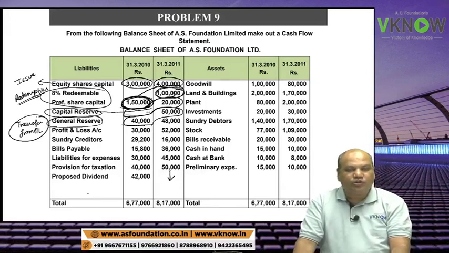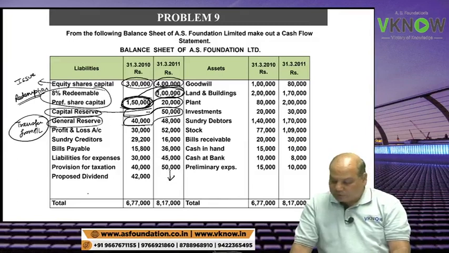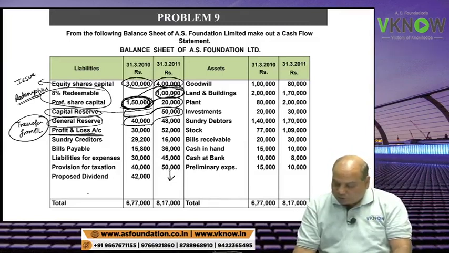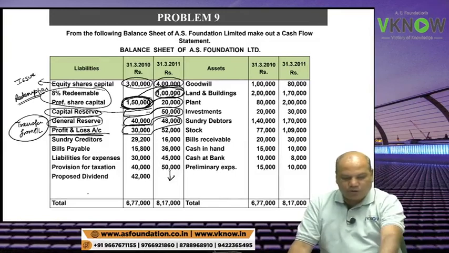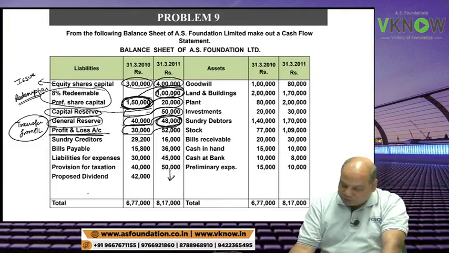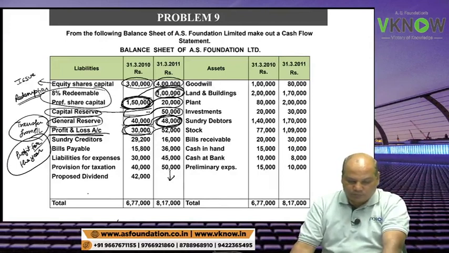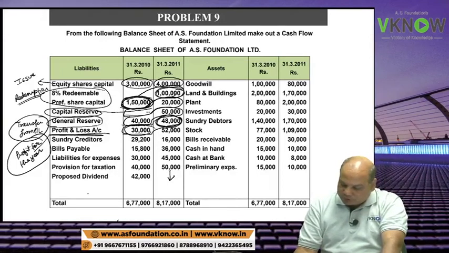So what we assume when general reserve increases, normally we will assume it is transfer from P&L account. P&L account balance, opening 30, closing 48. The difference of opening and closing represents profit for the year. Closing profit is more than opening profit, which means it represents profit for the year.